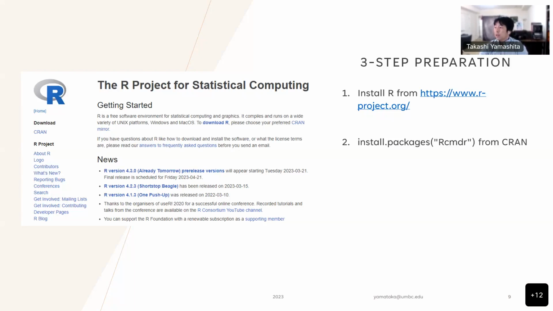Right? The next step, you need to do a little bit of programming. You just need to type install.packages and Rcmdr. And R cares about uppercase and lowercase. So the first letter of this R commander has to be uppercase. Right? You can download that from CRAN. That's the Comprehensive R Archive Network.